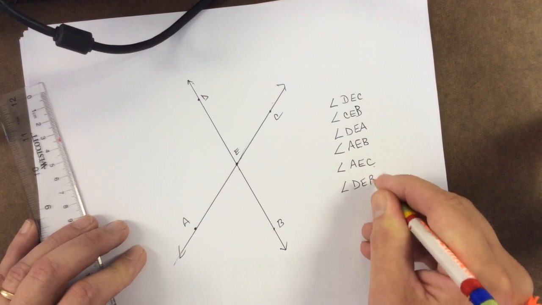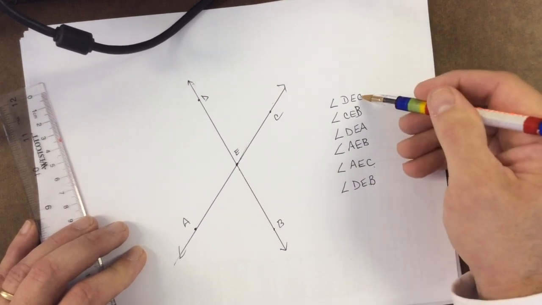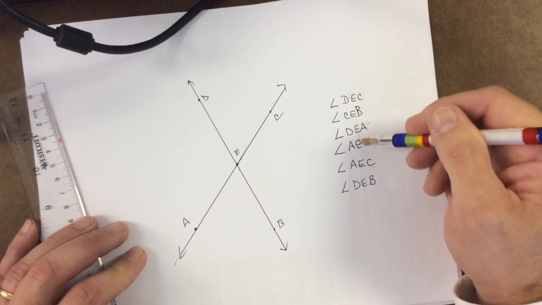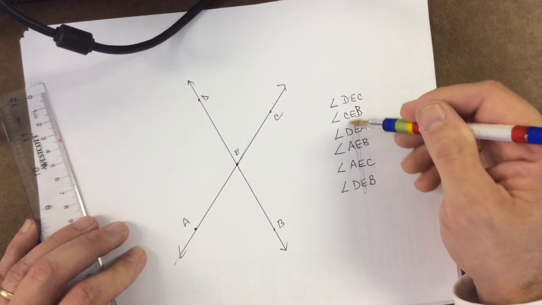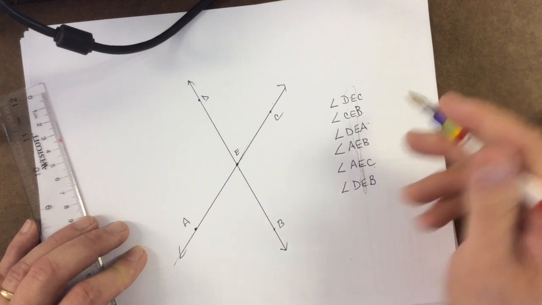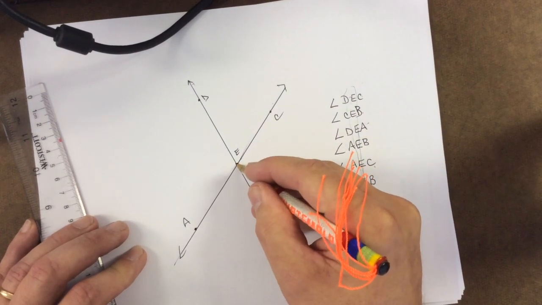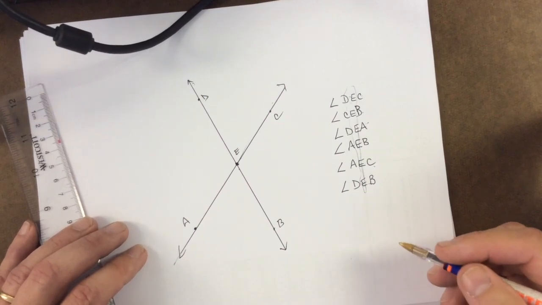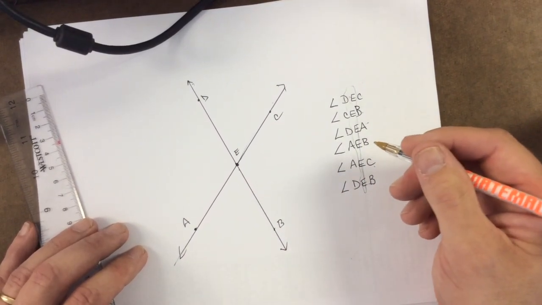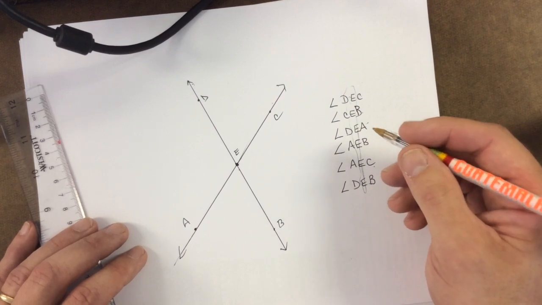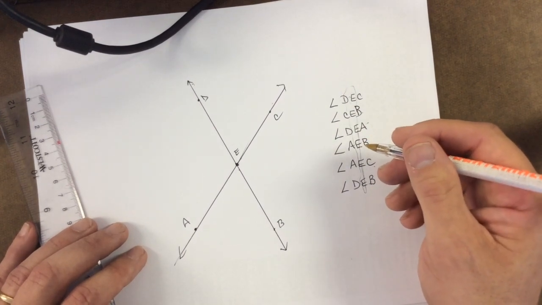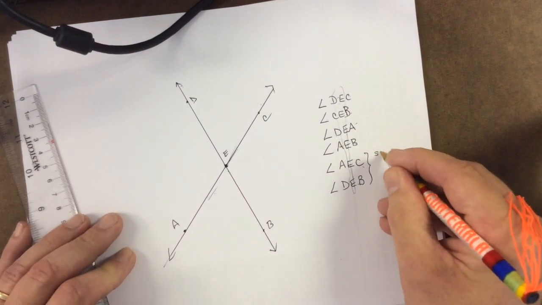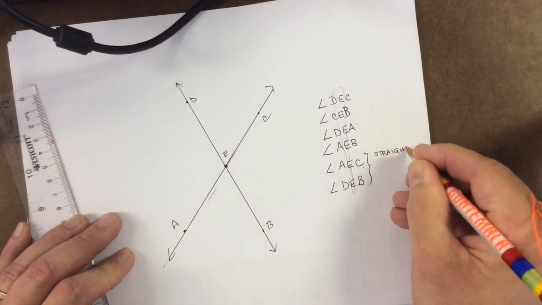Now, there are other names you could make for these. You could call this CED or BEC or AED. But you'll notice the one thing they all have in common, E is the center letter because E is the vertex. E is the place where the 2 lines intersect, and it is the end point that all of the rays share. All 4 rays share that end point. These 2 angles, AEC and DEB, are called straight angles.